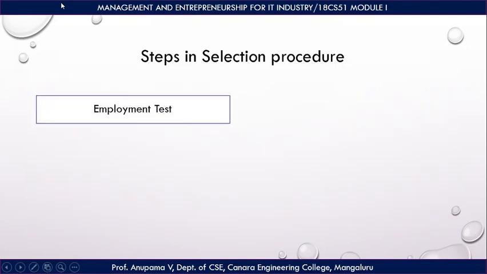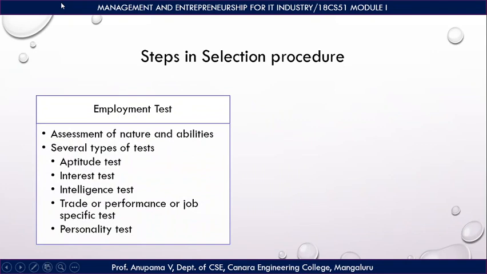Employment test. For the further assessment of candidate nature and ability, some tests are used in the selection procedure. Experts have developed certain tests by which a candidate's particular traits or abilities, his likes and dislikes, his intelligence, his capacity to learn and to benefit from training, his adaptability, etc. can be estimated using the employment test.